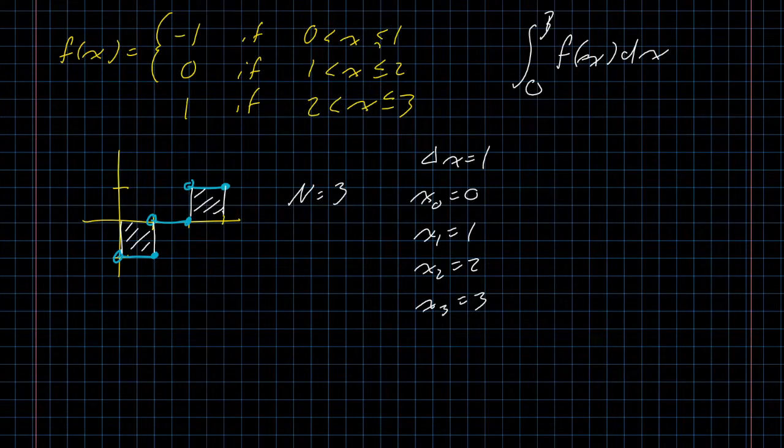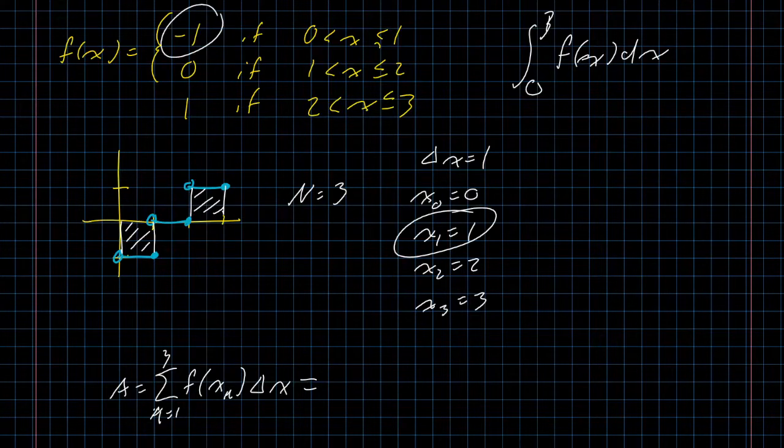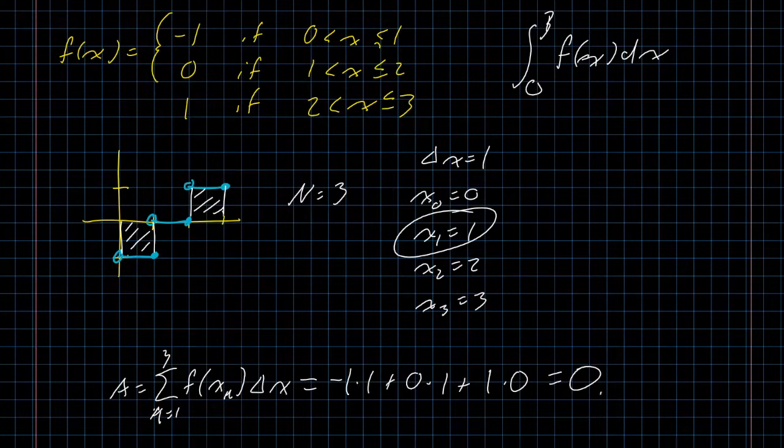I can go to my Riemann sum, and I can get that the area here is going to be the sum k goes from 1 to 3 of f of xk times delta x. And when I plug in x1, x equals 1, I get out -1. When I plug in x2, x equals 2, I get out 0. And when I plug in x3, x equals 3, I get out +1. So -1 plus 0 plus 1 is 0.